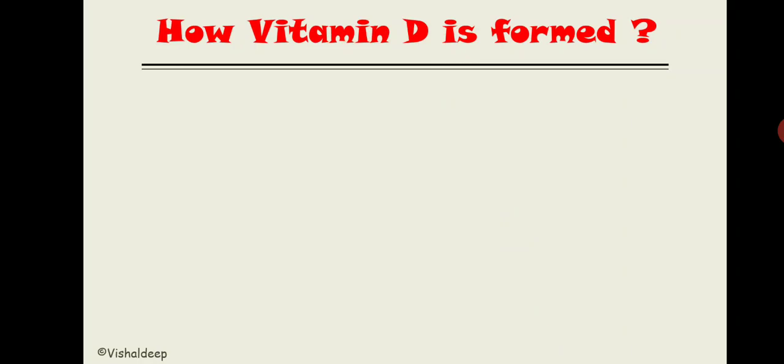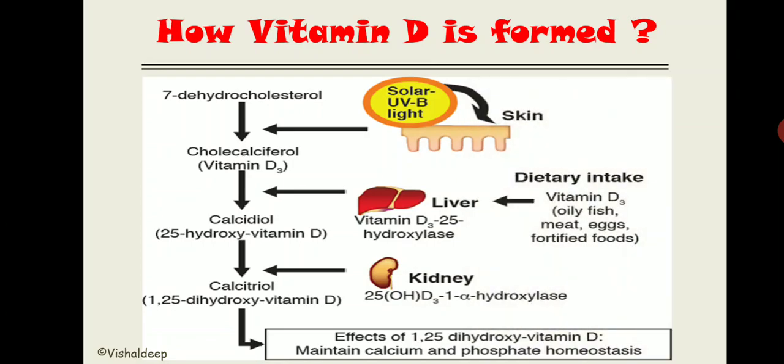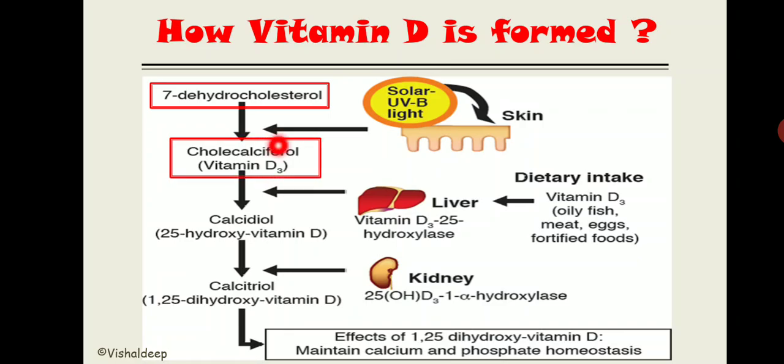Let me give you a picture so that you get a beautiful idea about how vitamin D is formed. Starting from the top, 7-dehydrocholesterol, the cholesterol gets dehydrated at 7. This 7-dehydrocholesterol is actually present inside the Malpighian layer of the skin, and once the Malpighian layer of the skin is exposed to solar UV light, specifically remember this UVB light, it will convert it into cholecalciferol, vitamin D3.